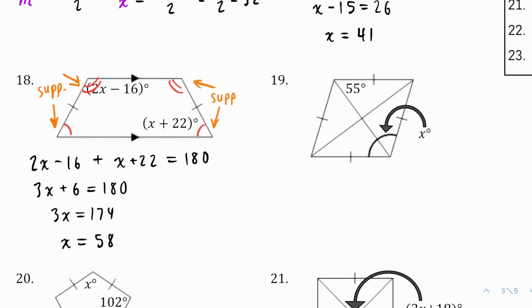Number 19. 19 is also a little tricky, but those four congruent sides tell us that this is a rhombus. One thing we know about a rhombus is that opposite angles are congruent. So this is congruent to that. And I knew there was something I forgot to put in the reference sheet. So maybe add this to your reference sheet if you've got it handy while you're watching this.